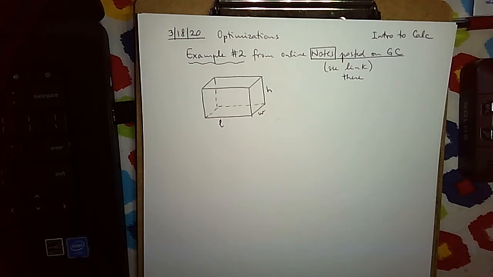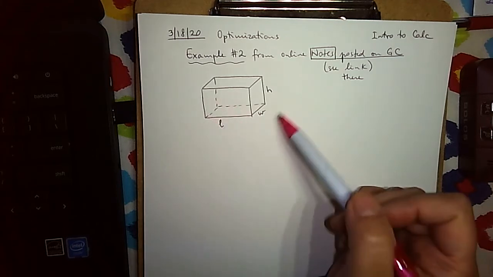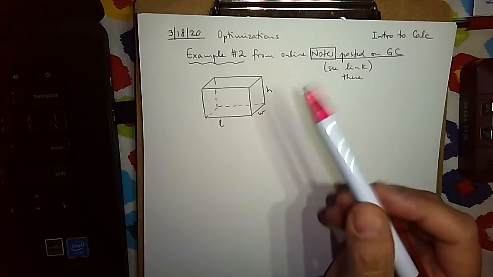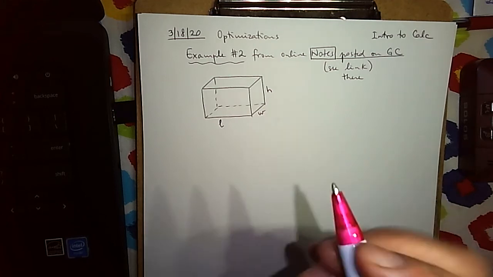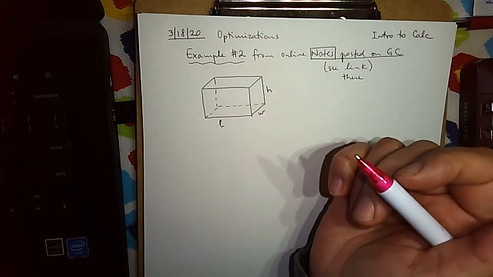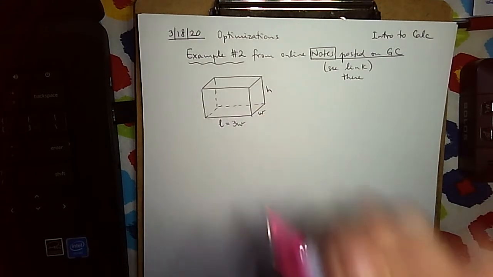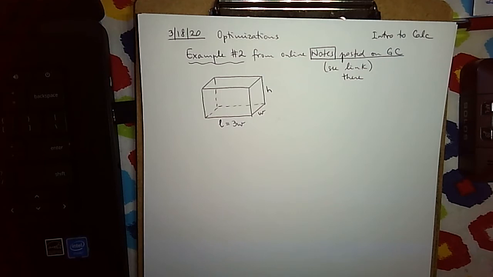This is a problem that says we have a box. This is a box that I drew. I have the length, the width, and the height. The problem says that the length is supposed to be 3 times as big as the width, which means this is going to have a 3W. And then they don't really tell me anything about the height.